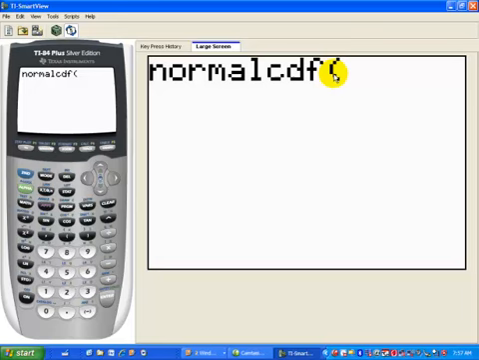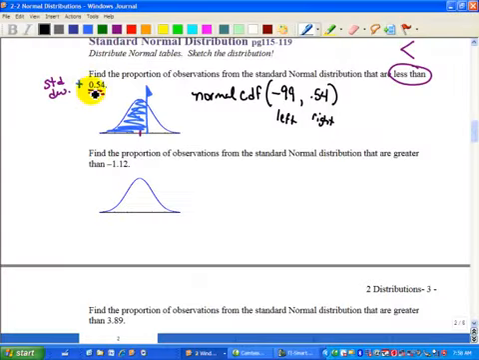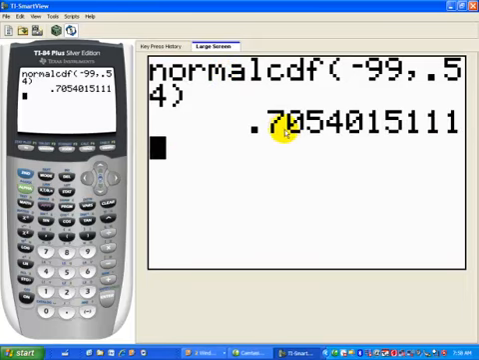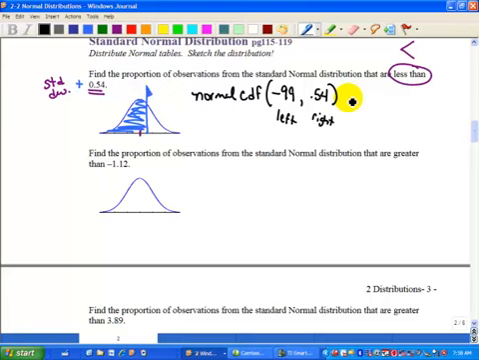Now it brings it to your home screen. Then we wanted to go from the left, which was forever, comma, to the right, which was our flag. What was our flag at? 0.54. Parenthesis. And now it will tell me what percent of my graph I've colored. Oh, 70%. 70.54. So it did this, which means to me I have shaded 70.54%. Okay, let's try it again.